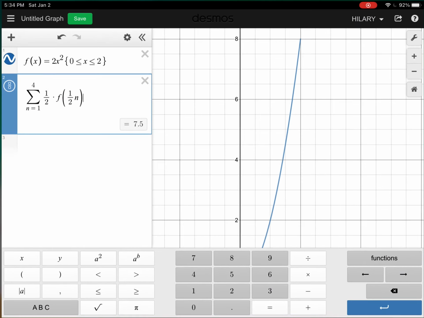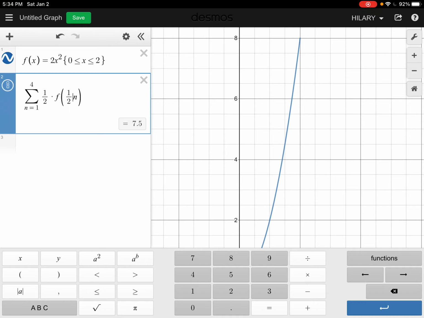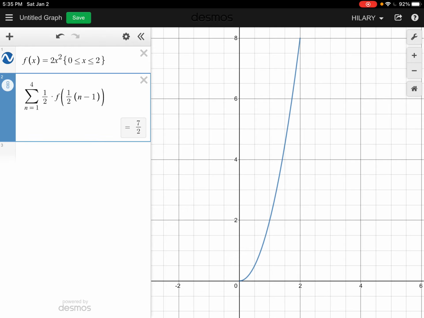So it makes sense to subtract 1. So what I'm going to do is go back into Desmos and adjust that formula. Put a parenthesis in there, minus 1. And look at that, it pops out the 3.5.